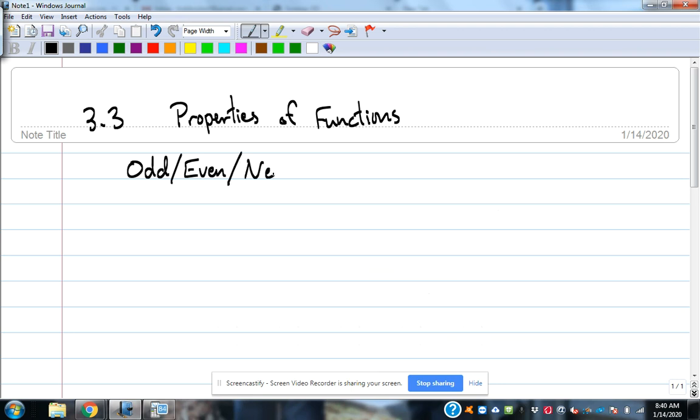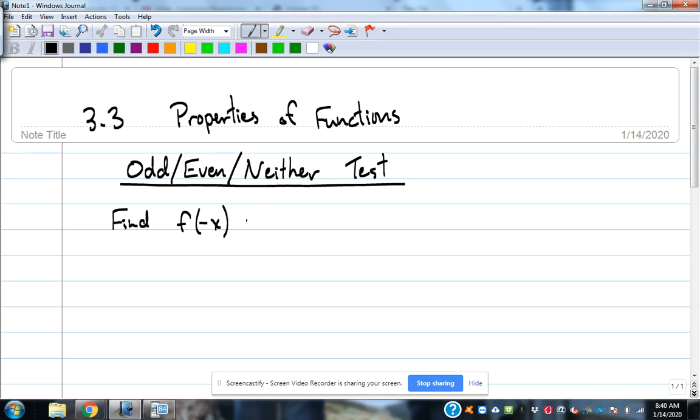/ neither test. So just like numbers can be odd or even, or neither, functions can be odd, even, or neither. Okay, so the test is to find f of negative x. That means to put in negative x and simplify. And so here are the results.